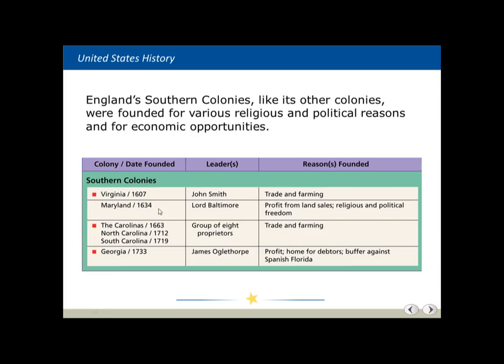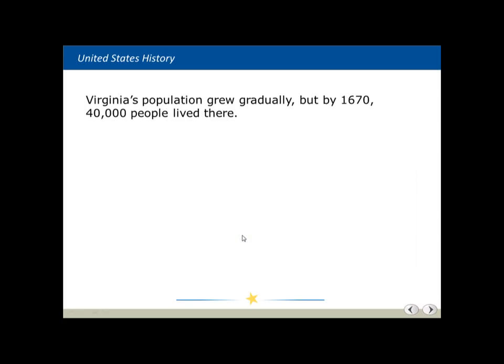Maryland is going to go in as a religious and political colony. The Carolinas are for, like Virginia, for trade and farming. Georgia is going to go in as a home for debtors and as a buffer against Spanish Florida. We'll talk about that in a minute.